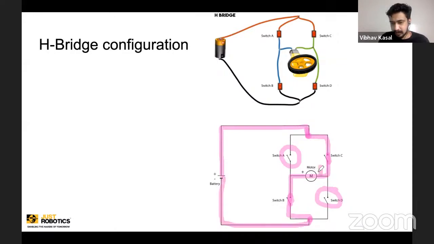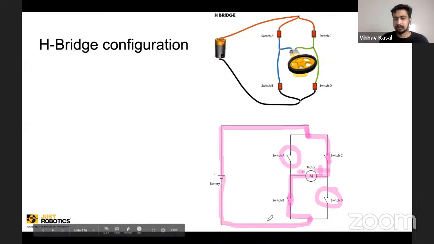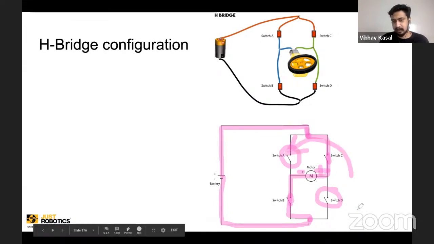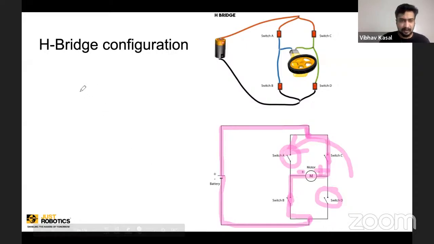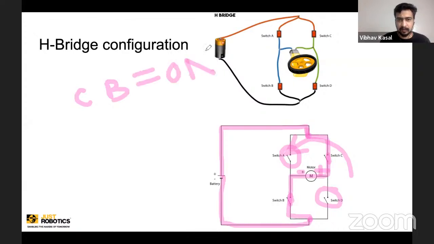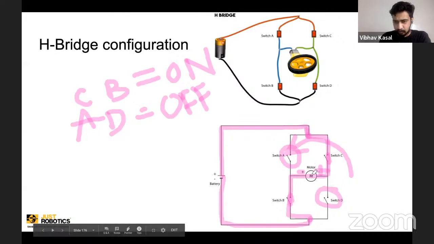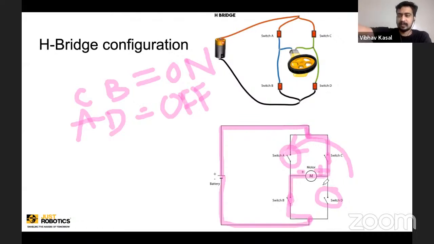So positive is coming here, negative is coming here. So how will the motor rotate? It will rotate in the anti-clockwise direction. So by having C and B on, and at the same time having A and D off, I'm reversing the polarities given to the motor, and the motor is rotating in the reverse direction.